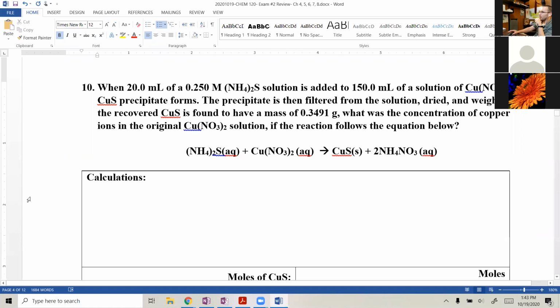So I'm going to go ahead and break you guys into two breakout groups so you can work on this a little bit. You want to make sure that you've written down the equation so you can get started with it. All right. So I want you guys to think about it. But basically you have these two solutions, you're mixing them together, you're forming a precipitate. That new precipitate has this mass, 0.3491 grams. And so we want to know the concentration of it in its original solution. So we're going to let you guys take a shot at that.